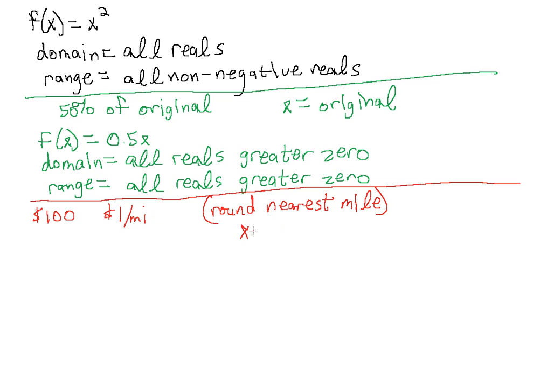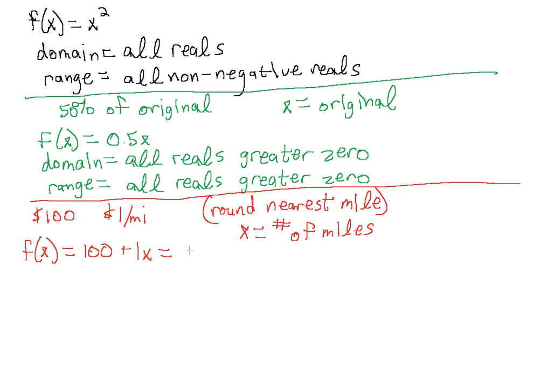Let's go ahead and define our variable x as the number of miles driven. So f of x, or the function of x, is going to be 100. They're charging us a flat rate of 100 plus 1 times the number of miles. That's how we're going to figure out our entire bill: the $100 flat rate plus $1 for each mile we've driven. Well, x is the number of miles, so it's going to be 1 times x.